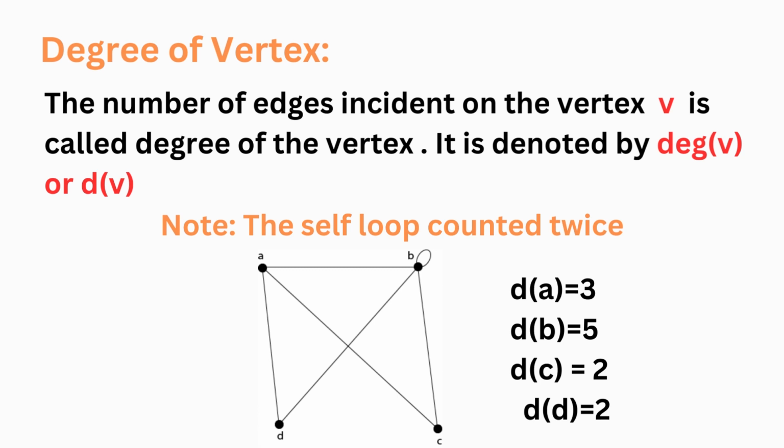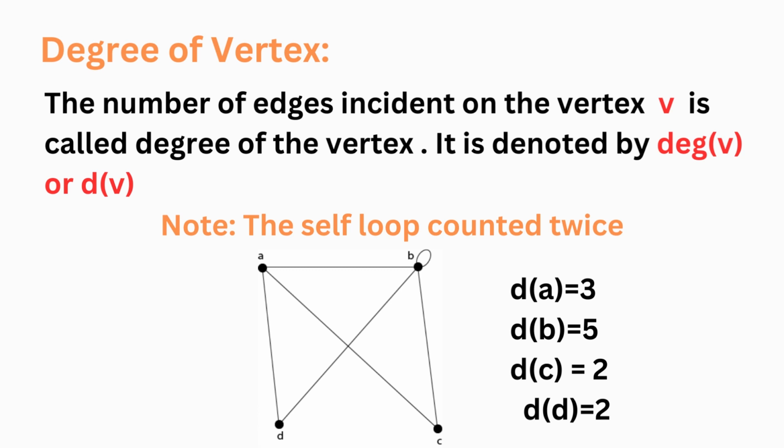It is denoted by deg of V, means degree of V, or simply d of V. Here, a very important note: this note represents the self loop counted twice. Look at the example here. Here, the graph ABCD, we will find the degree of each vertex.